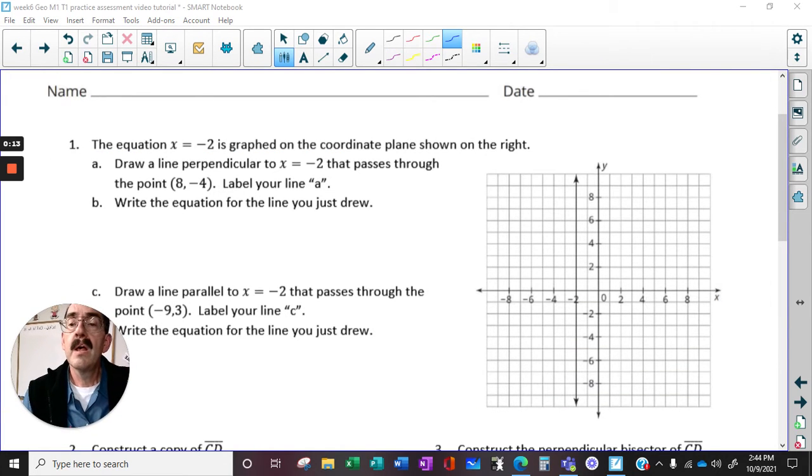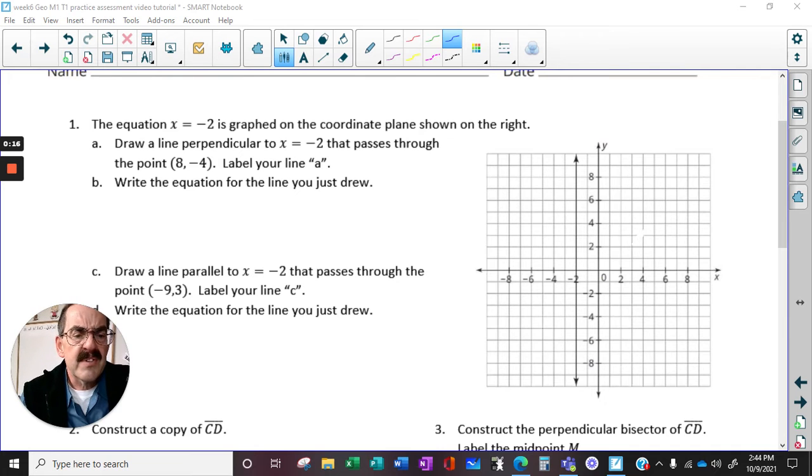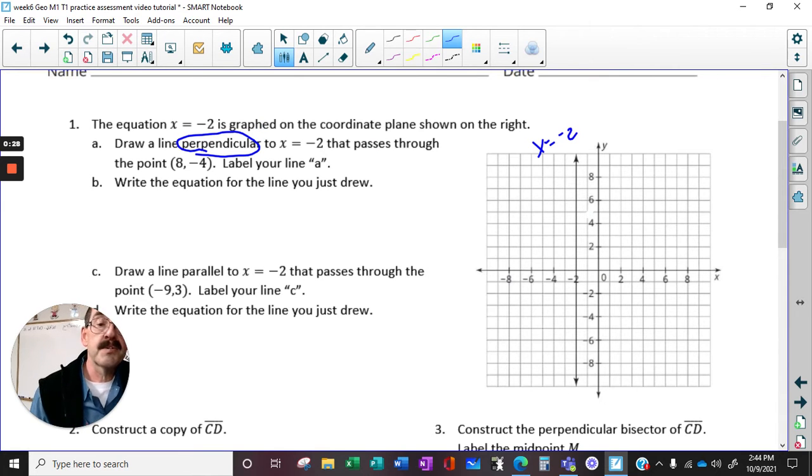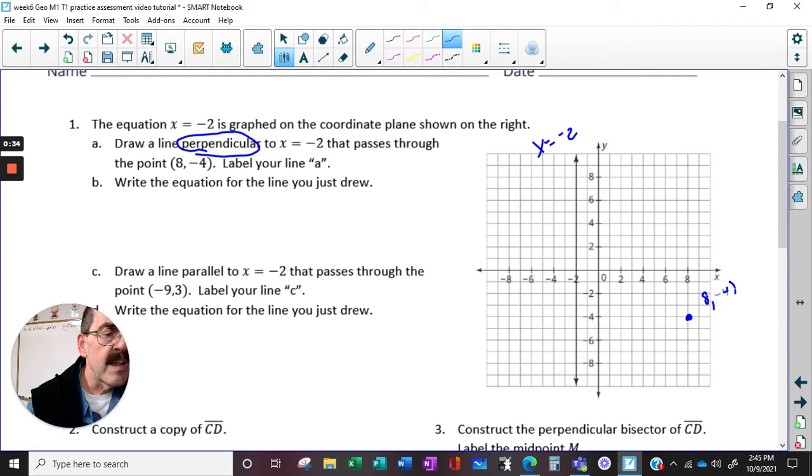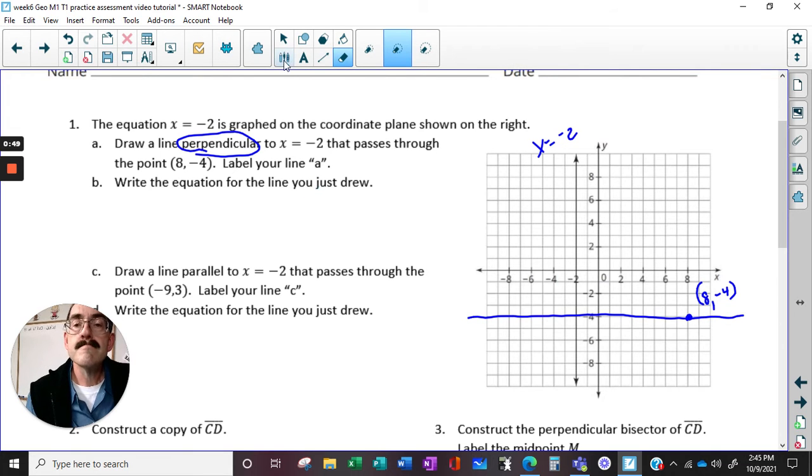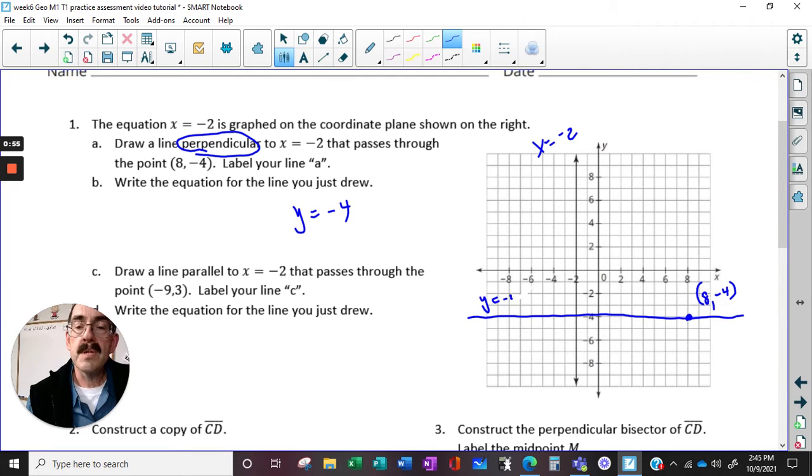So let's get started. The equation x equals -2 is graphed. X equals -2, yep, straight up and down. Draw the perpendicular to x equals -2 that passes through the point (8, -4). There we go. Write the equation for what you just drew. Y equals -4.